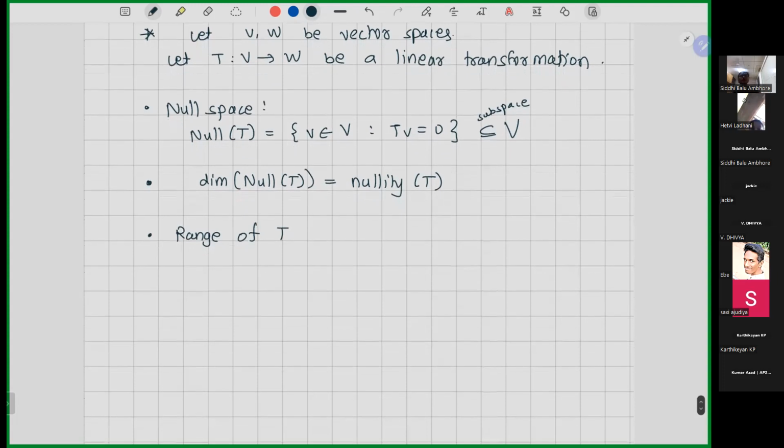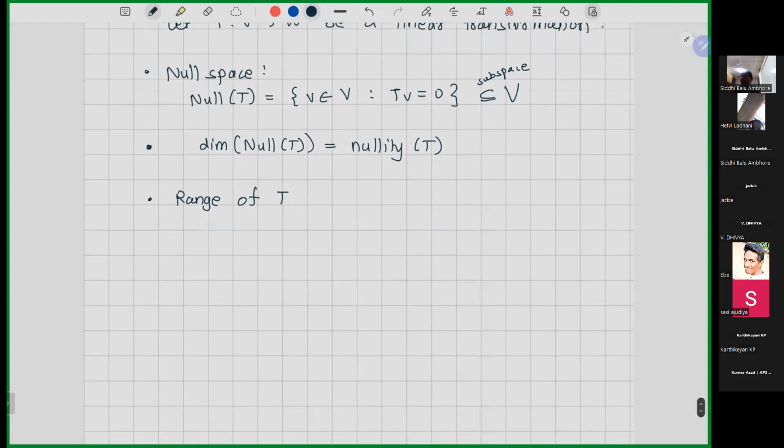Any doubts? This is just the definition. Something being null space, and the dimension of null space is called the nullity of T. And the range of T is the set denoted by R(T), and it is all the T(v) such that v is in V.